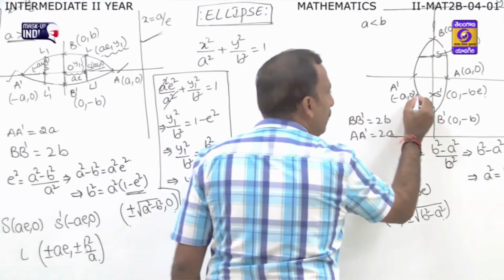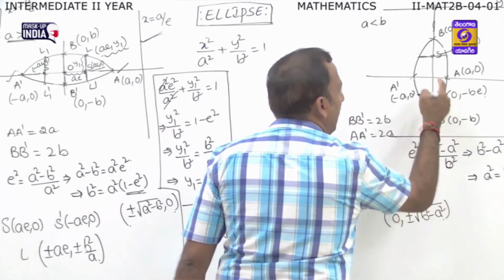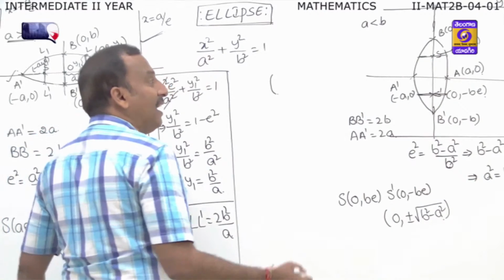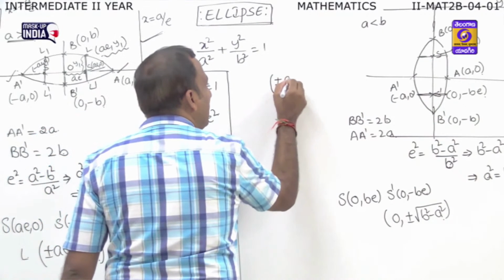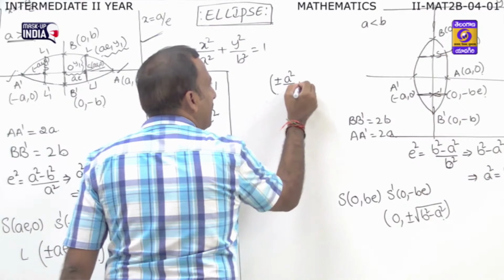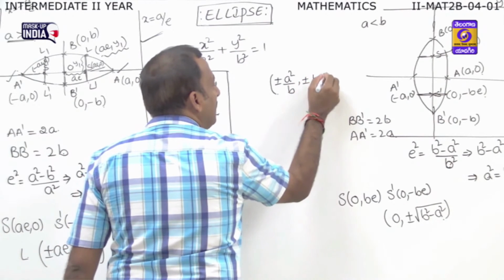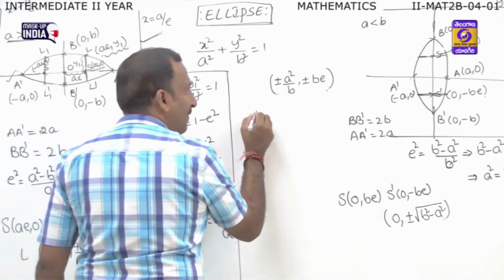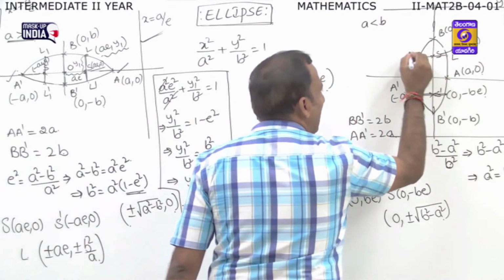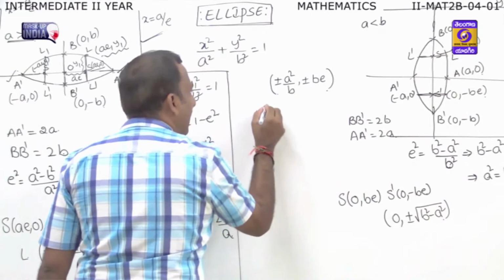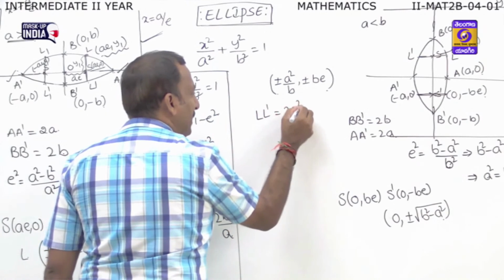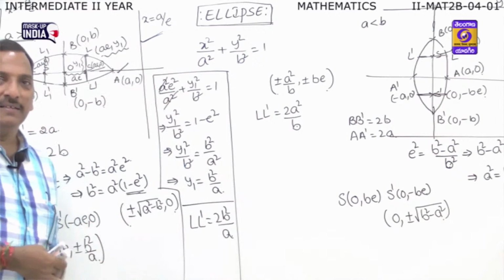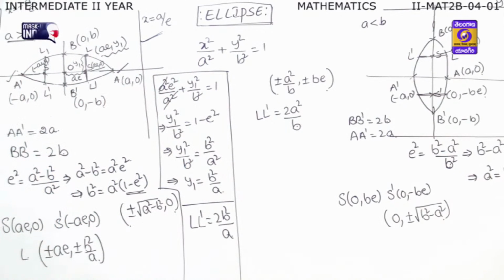Here also there are two latus recta. Latus rectum 1, latus rectum 2, latus recta. The extremities are plus or minus a square by b comma plus or minus b. In this case, the length of the latus rectum is L dash, L dash is equal to 2a square by b. 2a square by b. You should know both these cases thoroughly.